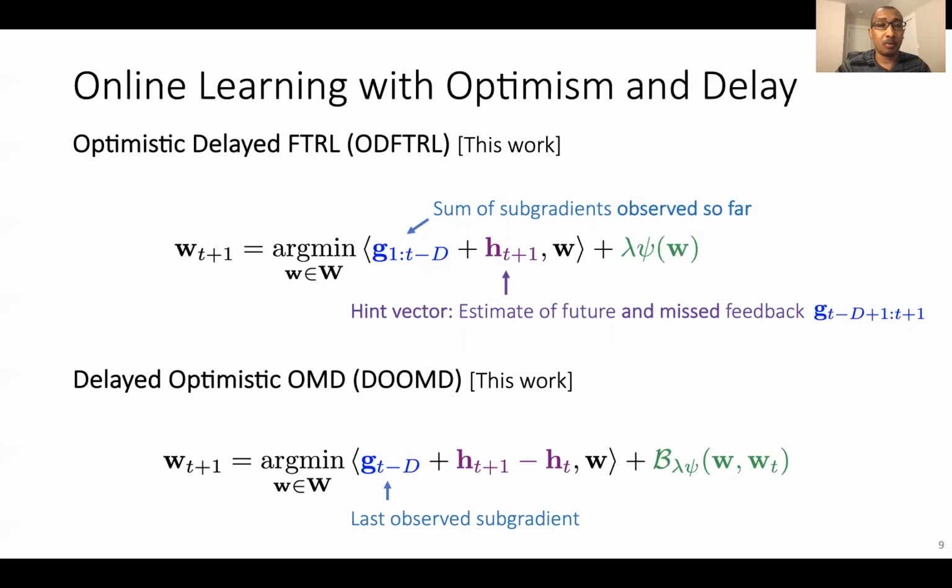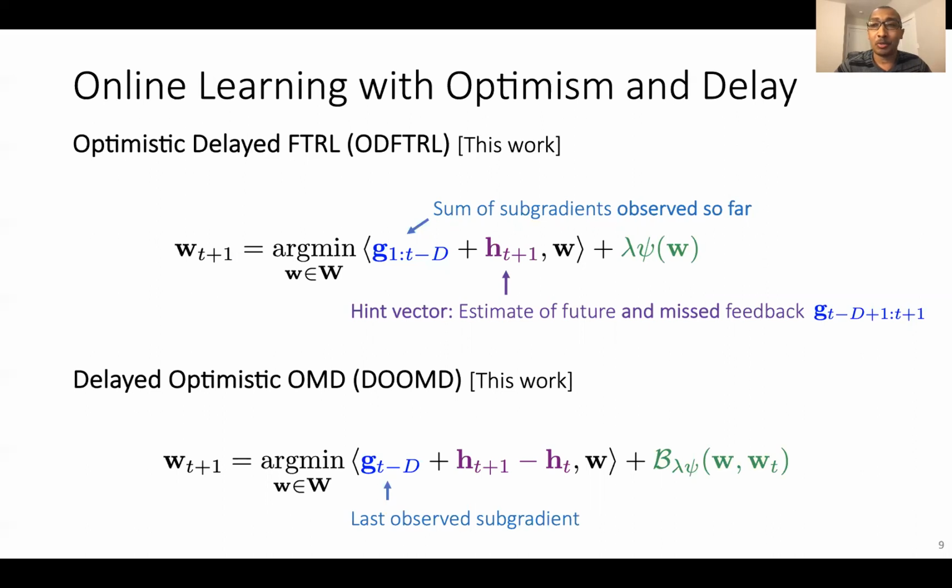Okay, we're going to do the same for OMD. We're going to introduce delayed optimistic OMD, which we're going to call DOOMED for short. And instead of incorporating GT into your objective, we're just going to use the last observed subgradient, which is GT minus D.